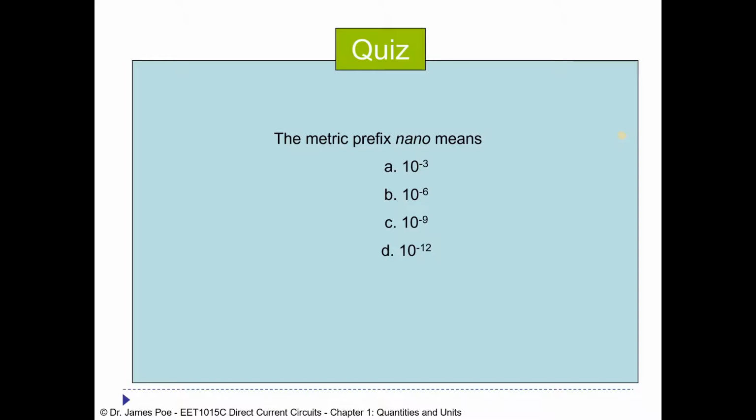Prefix nano means which one of these? That's right, I know you got it. It is 10 to the negative 9. Next up, pico.